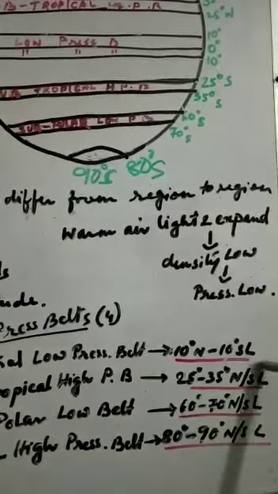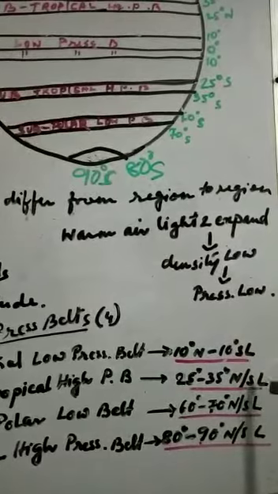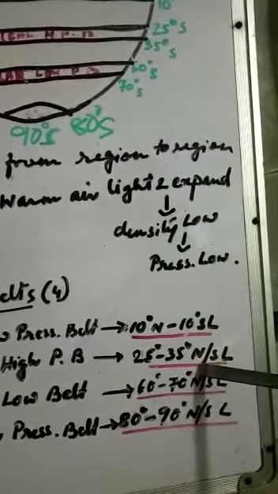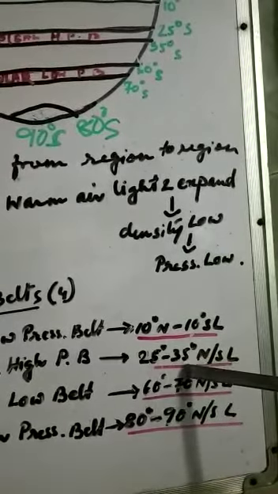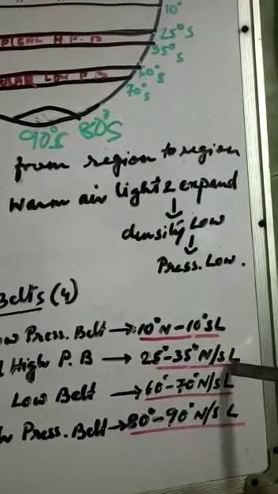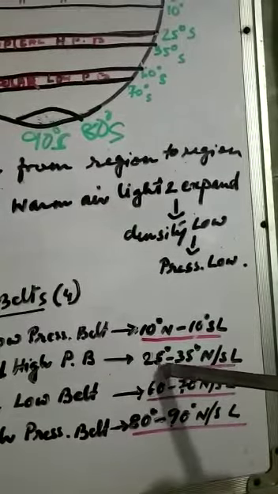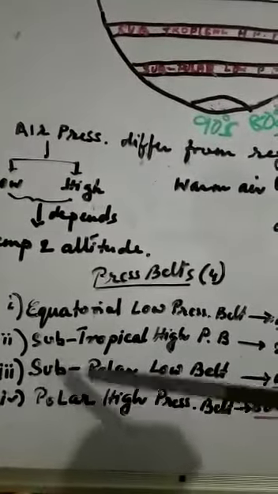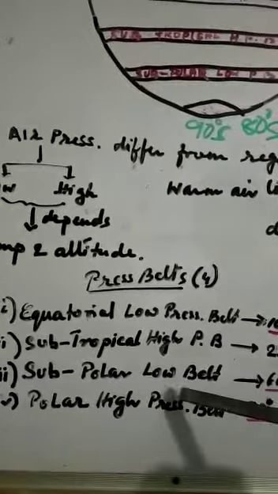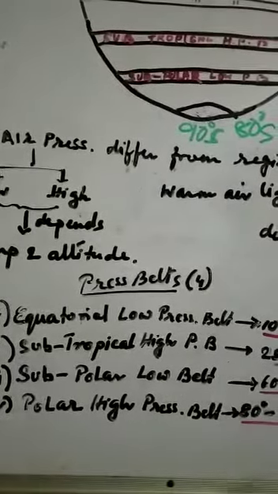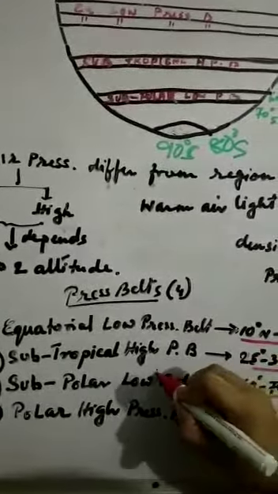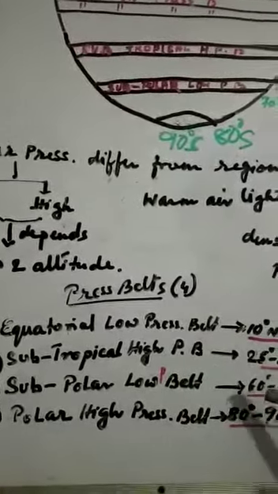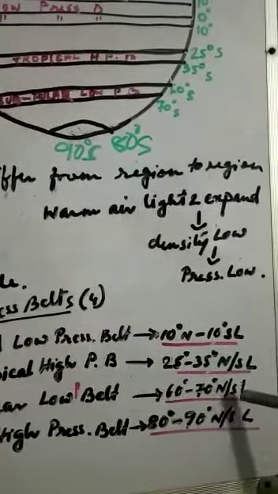That means when I explain the diagram, it will be easier for you to understand. In the northern hemisphere, this subtropical high pressure belt falls between 25 degree to 35 degree north latitude, and in the southern hemisphere it lies between 25 degree to 35 degrees south latitude. Next comes the subpolar low pressure belt. Sorry, here there has to be a low pressure belt. Now this lies between 60 degree to 70 degree north and south latitude.